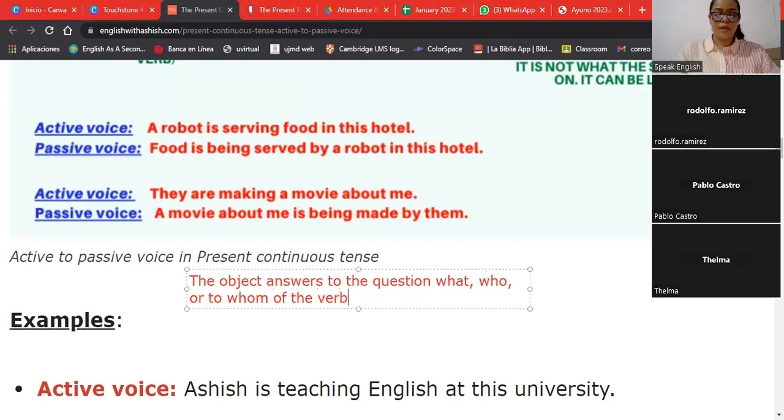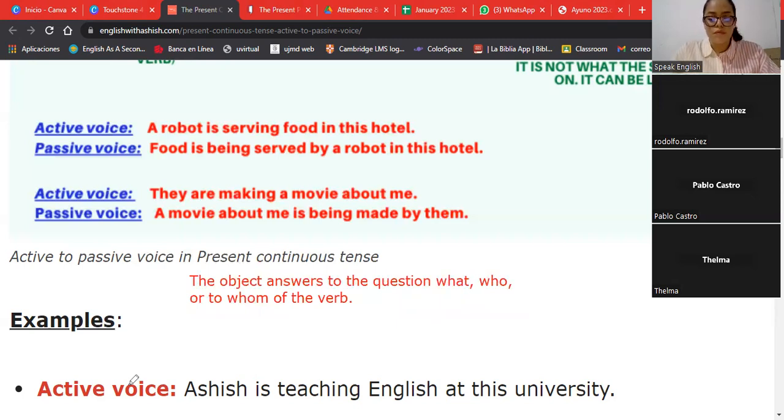Of the verb. Let me add that. Okay, the object answers to the question what, who, or to whom of the verb. What is the main verb of this sentence? What is the main verb, Pablo? Ashish is teaching English at this university.